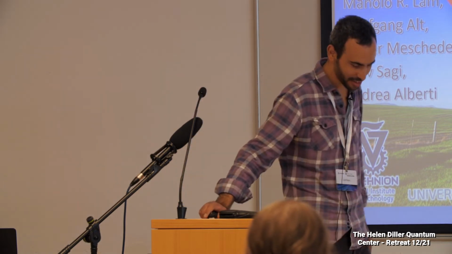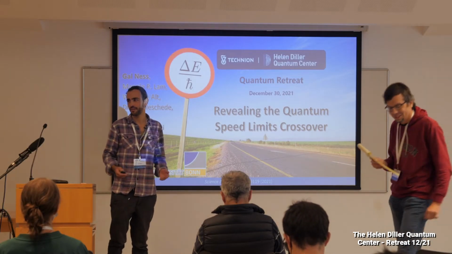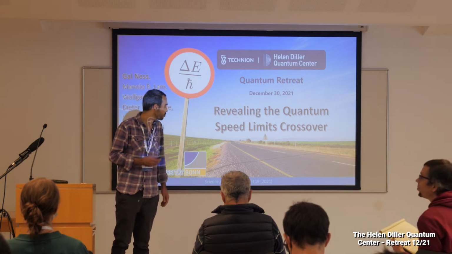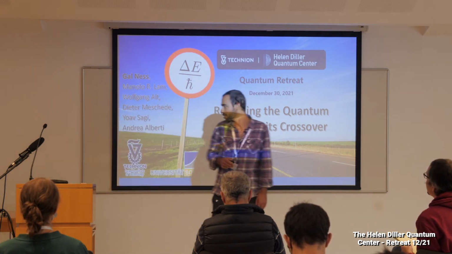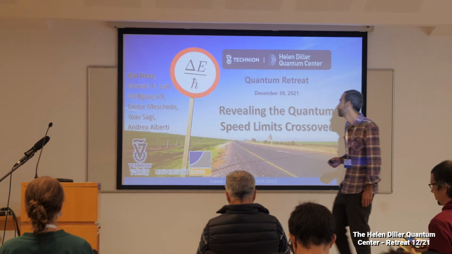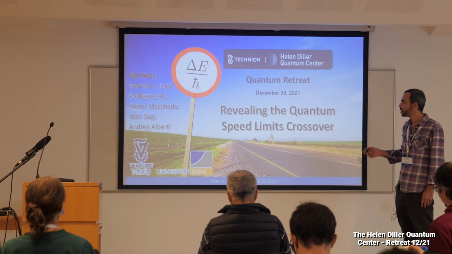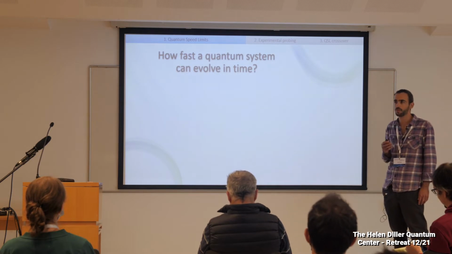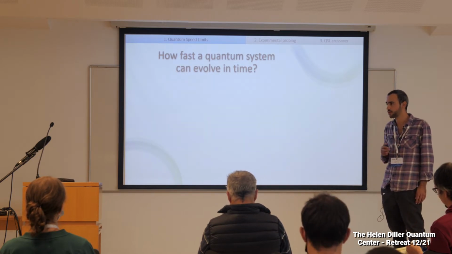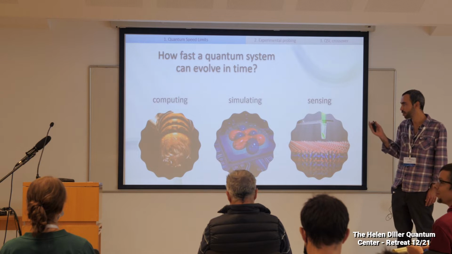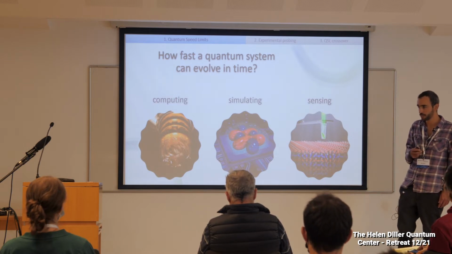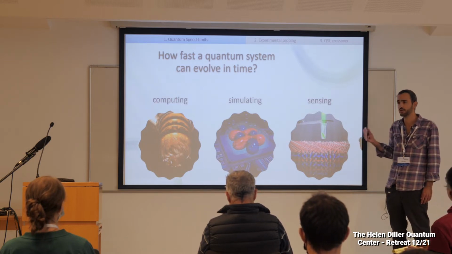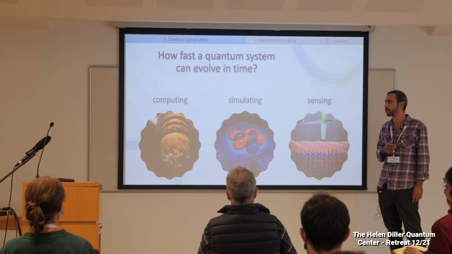Thank you, Michael, for this introduction. Hey all, my name is Ness, and I will briefly tell you about this recently published observation of ours. The question that we ask here is how fast can a quantum system evolve in time? Of course, this is a very fundamental question that has implications in quantum computation, simulation, and sensing. The paradigm which we use to answer this question is called quantum speed limits.